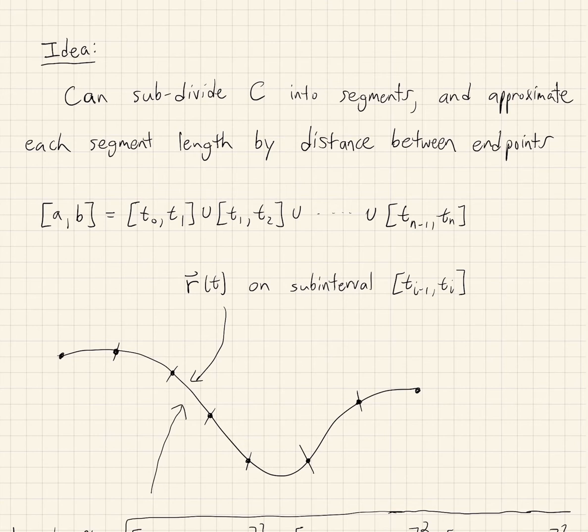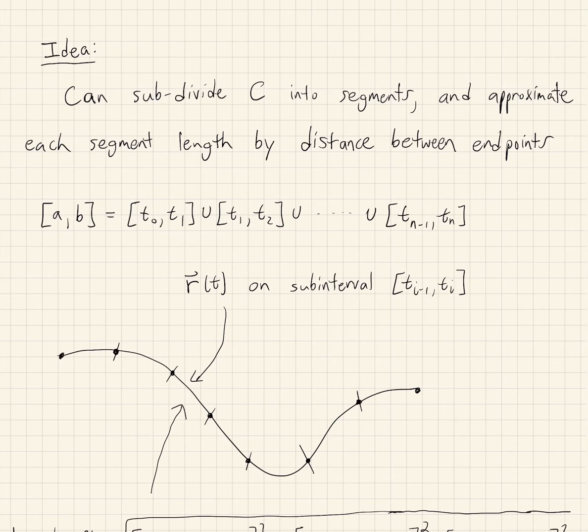It would be a pretty bad approximation in general, but a way we can get a better approximation is we could take C and chop it into sub pieces, and then approximate the length of each of those segments by taking the distance between the endpoints of each segment. This will still be an underestimate, but it'll be a better estimate. We sum all those lengths up, and obviously, the finer and finer we chop this thing up, the better that approximation will get.